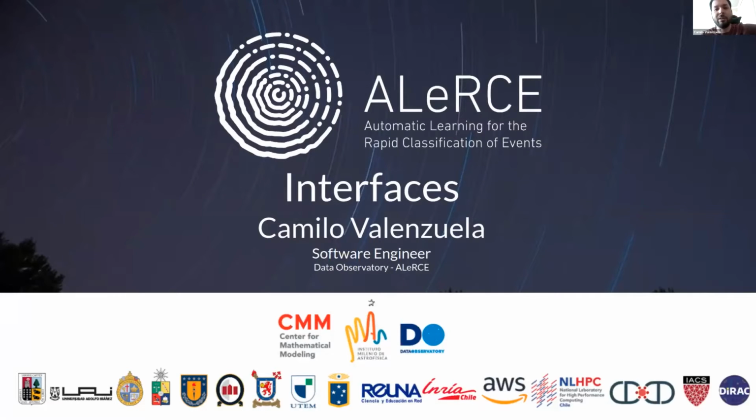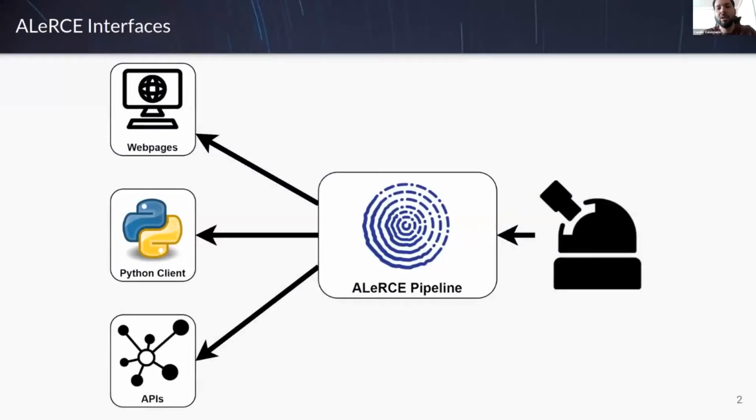I'm going to talk about the ALeRCE interfaces. So the data comes from surveys, and they get ingested into the ALeRCE pipeline. And we have three types of interfaces. We have web pages, a Python client, and an API for non-Python users.